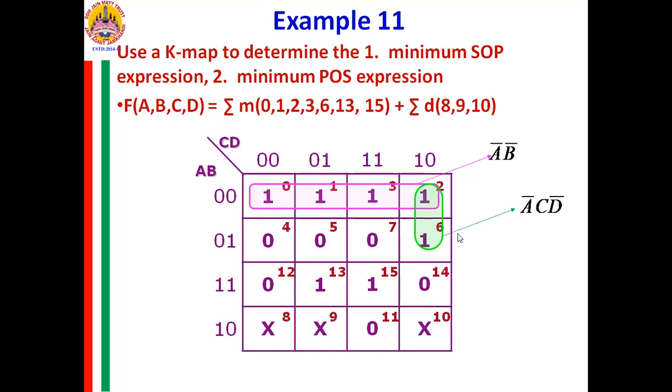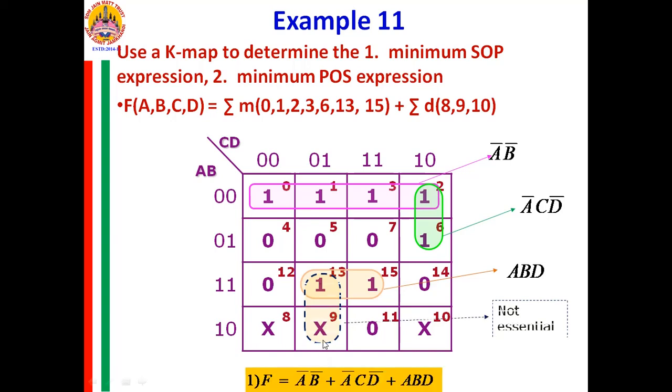Now this is an essential cell, so this implicant is essential, and the value of this implicant is A bar C D bar. Now these 2 cells are essential and the implicant is ABD. This is a prime implicant and these 3 are essential cells. You can also form a pair with this, but this is an essential cell and this one has already formed a pair with this. So this is not an essential pair. So the function f is equal to A bar B bar plus A bar C D bar plus ABD.